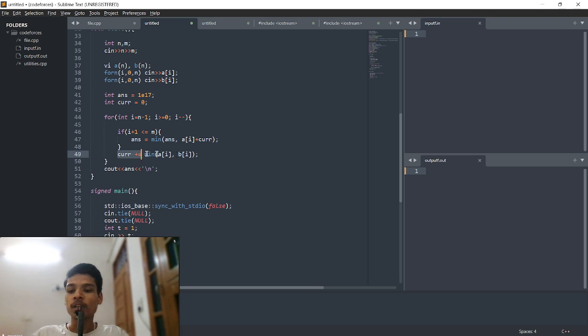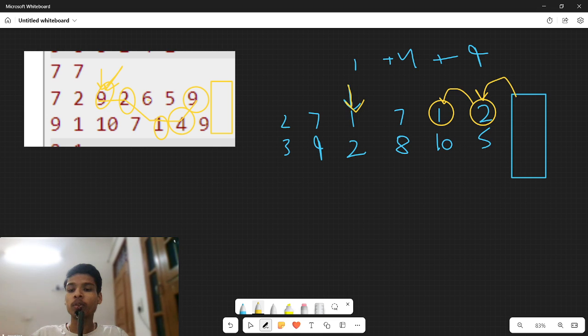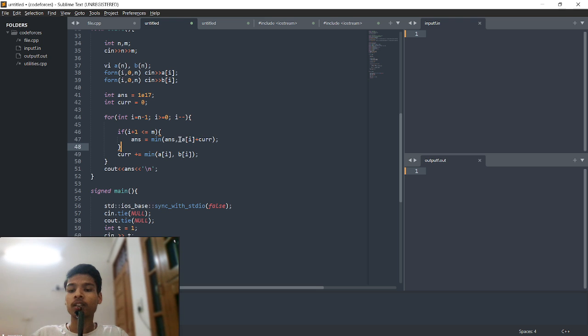I will simply try to add the minimum of A[i] and B[i] to my answer. And if my current index is more than i, which means it is among the top m numbers, then I simply add the previous number and the value of A at the current index, because that value will always be added if I want this index. Then A[i] plus current, and simply print the answer.